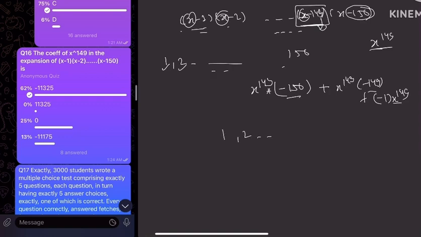Our question is, coefficient is basically the sum of all, so 1, 2, dot dot dot, 150 sum. So the sum up to 150 is 150 into 151 by 2. And we know that it is minus, so we'll have a minus outside. So minus 11325 is the answer to this question.